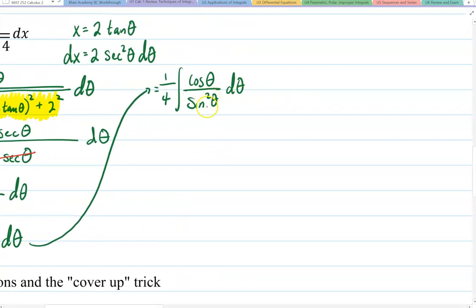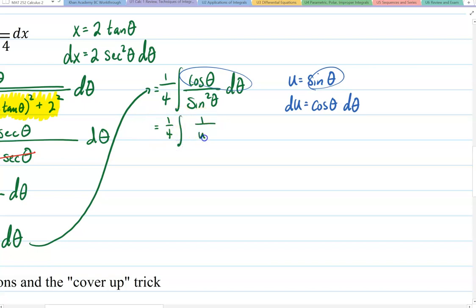And what I'm going to note here is that there's an inner function, sine theta, whose derivative exists elsewhere in the problem. That's cosine theta d theta. And so now wherever I see cosine theta d theta, and anywhere that I see sine theta, I can make appropriate substitutions. And we're left with a rather, dare I say it, nice expression, 1/4 of 1 over u squared du. I'm going to call this u to the negative second power du.